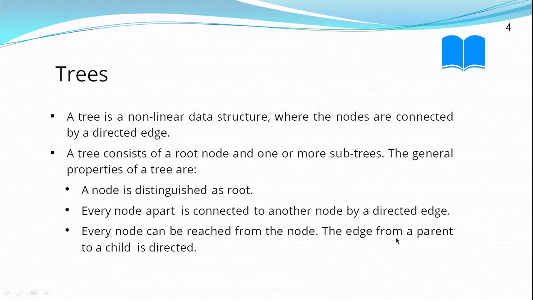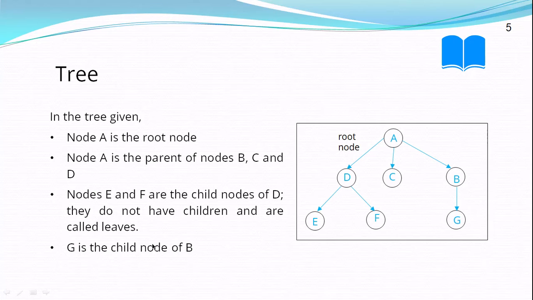The edge from a parent to a child. So we can talk about a node having one or more children, and the connection between a parent node and a child node is again directed. It has a sort of direction. So let me show you a diagram.